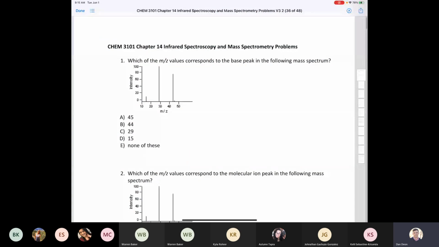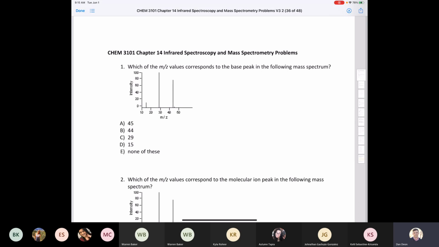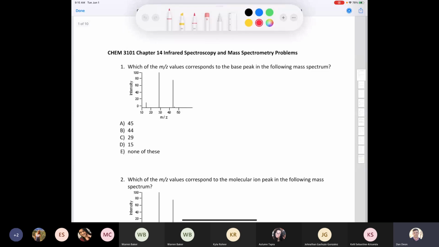So these are some practice problems that deal with infrared and mass spectrometry. The first question is, which of the mass over charge values corresponds to the base peak in the following mass spectrum? Well, a base peak is not necessarily the molecular ion, is it? A base peak is the tallest peak in a mass spectrum. So we're looking for the tallest peak. Therefore, this is going to be our base peak.